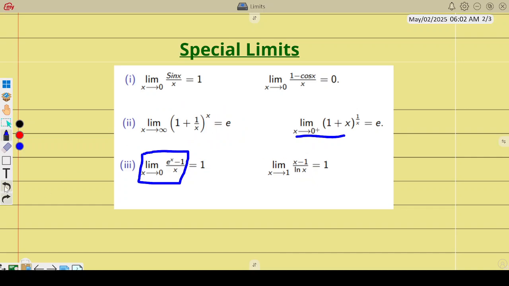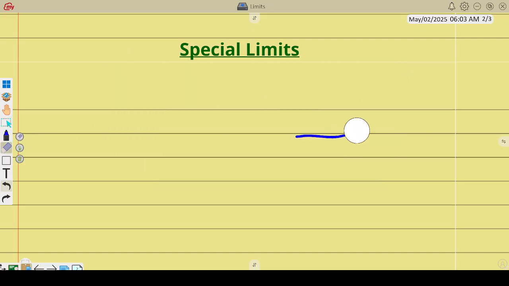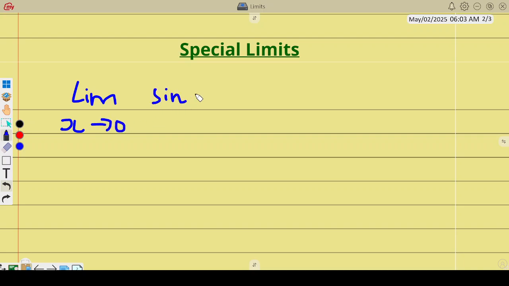So let us now talk about the special limits. The limits which are really special are these ones, this and that. The limit as x approaches 0 of sin x over x is equal to 1. What does this mean? What we're saying, the first one, is that the limit as x approaches 0 of sin x over x is equal to 1.